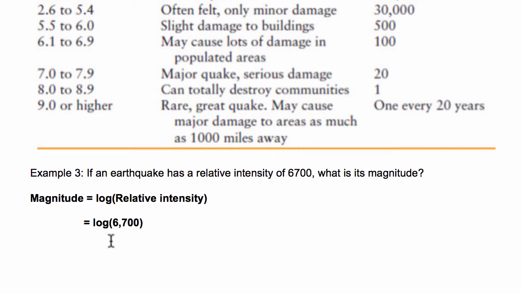To find a more accurate approximation, we need to use our calculator. Once again, you will need a scientific calculator or a calculator that has a log button. When we type log 6,700, we get approximately 3.8. This means this is the type of earthquake that is often felt, but causes only minor damage.